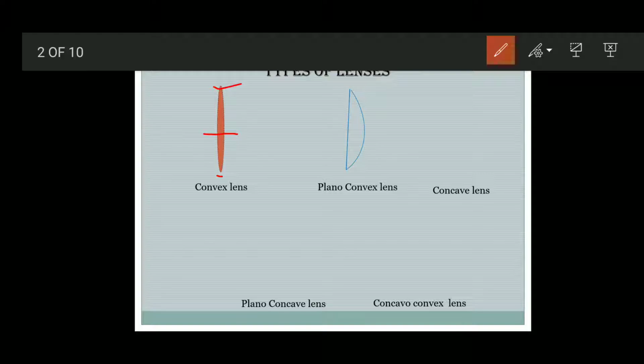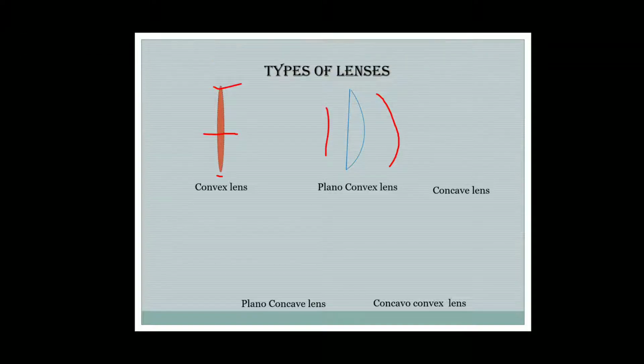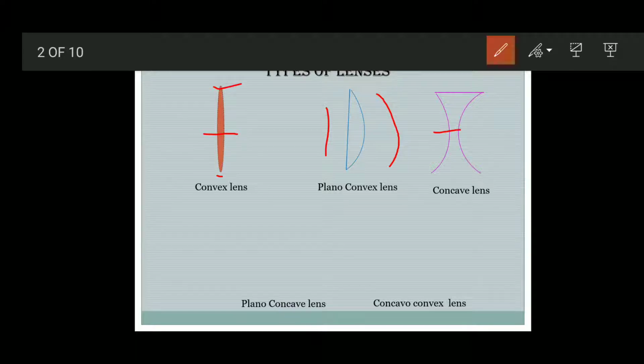The second one is the plano convex lens. One side is plane and the second side is convex in shape. That is called a plano convex lens. The third one is the concave lens. In a concave lens, the thickness at the center is very small, that is, very thin, and at the edges the thickness is very high. This kind of lens is called a concave lens. That is the difference between a convex lens and a concave lens.